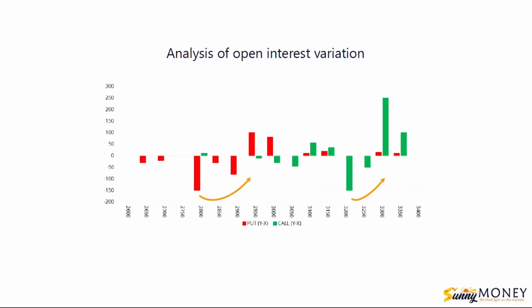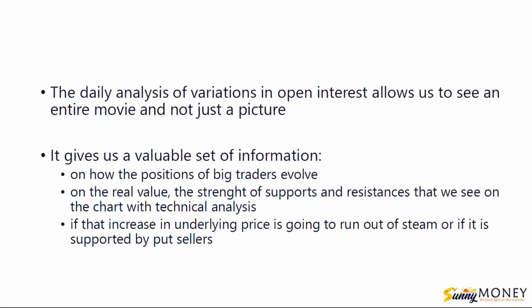For example, we may see what the operators moved yesterday compared to what they did 2 days ago. But we can also study the difference in open interest of a several days range, as a week of trading, 2 weeks or a month. As you have noticed in this lesson, the daily analysis of variations in open interest allows us to see an entire movie, and not just a picture. We are able to grasp the movement of money day by day, over a longer period of time.